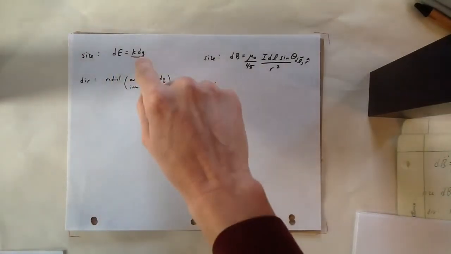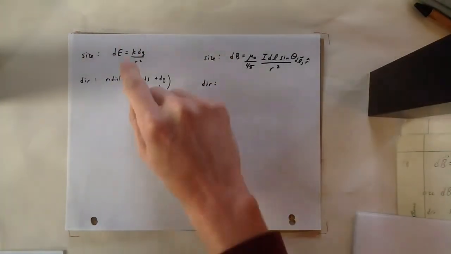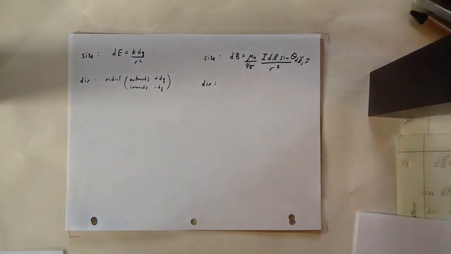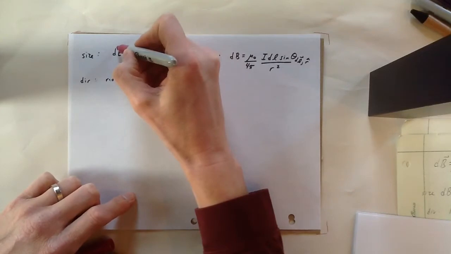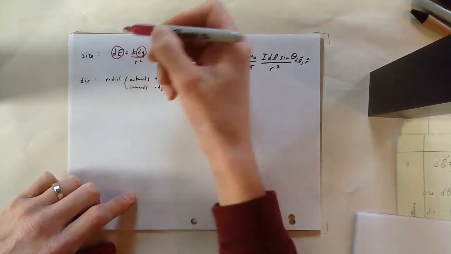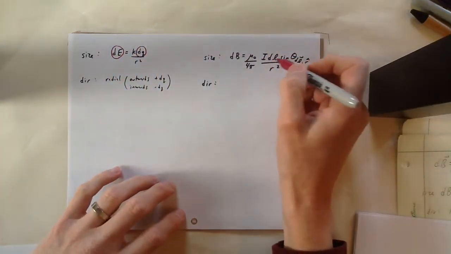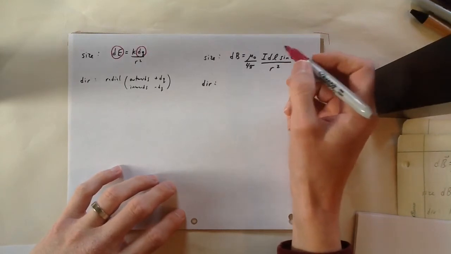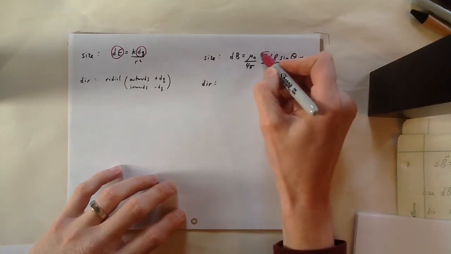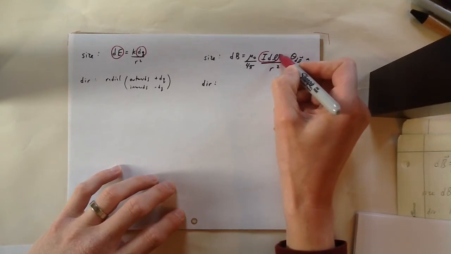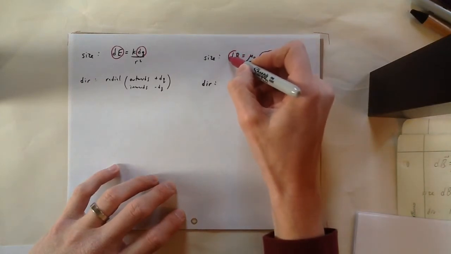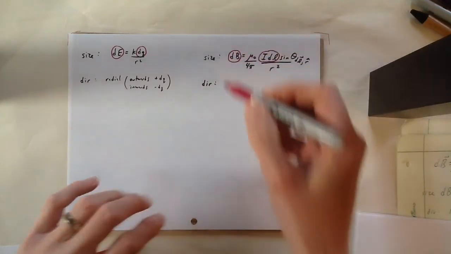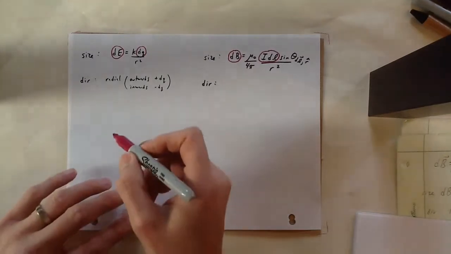So here is the electric field piece. We have a small contribution dq, which is going to make a small electric field contribution dE. And then over here, we similarly have this contribution. This is the heart of the Biot-Savart Law, I dl, and that's going to make a small contribution dB. So let me write these both out here.